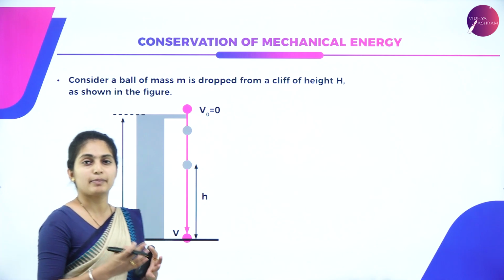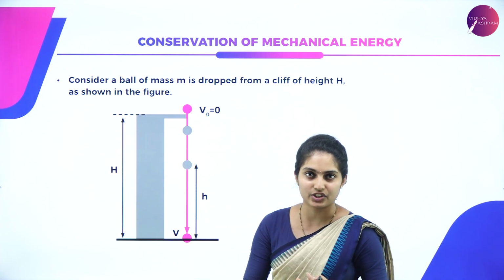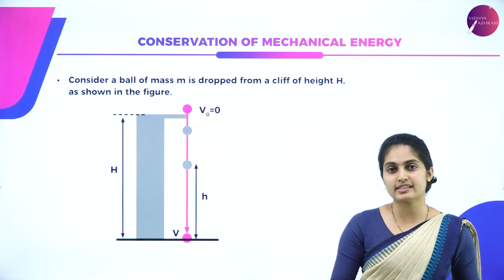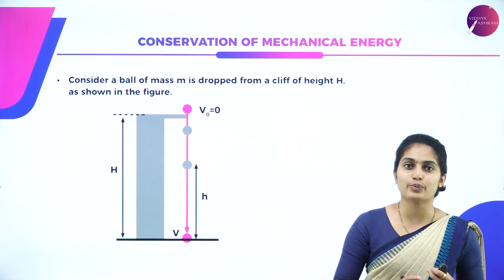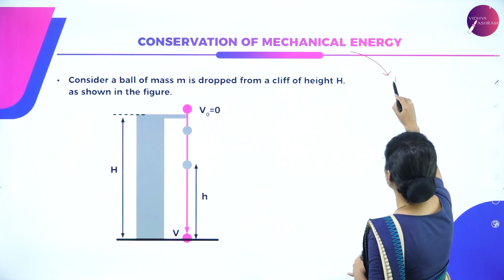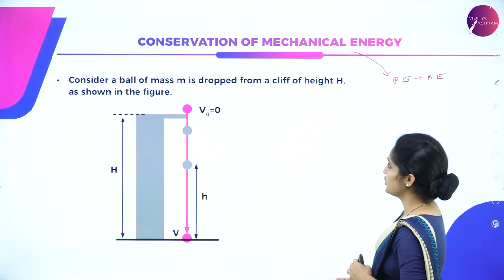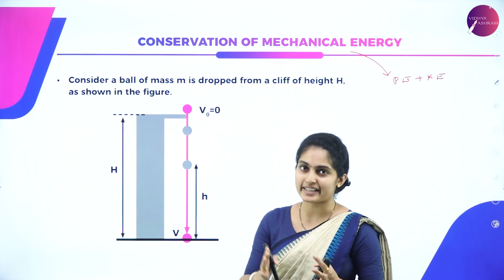How do you say the mechanical energy is said to be conserved? Before that, what is mechanical energy? As I told you, if work has to be done, there should be two types of energies, kinetic energy and potential energy. So mechanical energy can be of two types: one is potential energy and another one is kinetic energy.